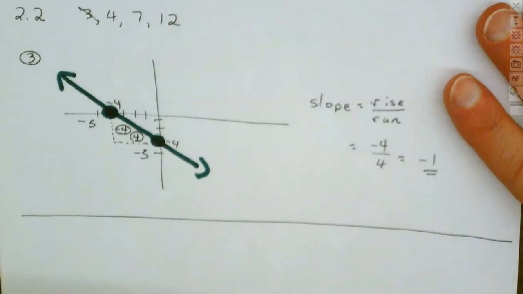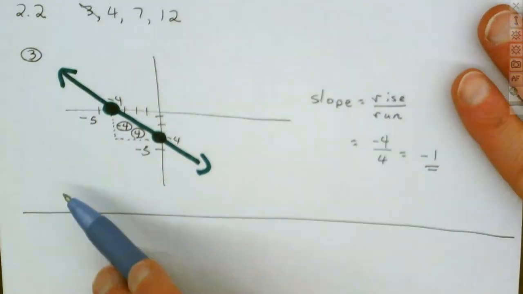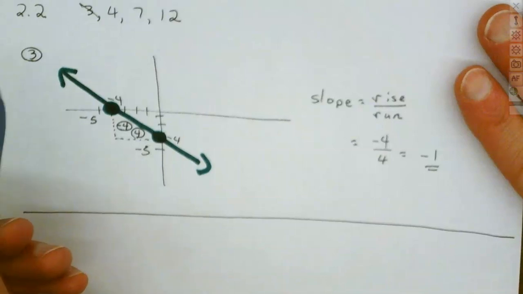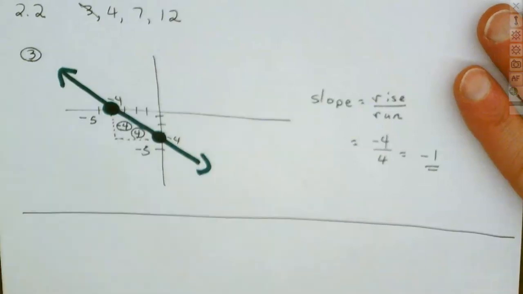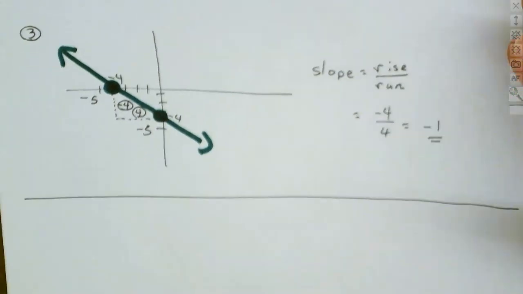Is everyone all right with that? So negative slope goes down from left to right. Positive slope would go up. So positive slope would look like that. What about a zero slope? Zero slope is going to be horizontal, and an undefined slope would be vertical. So just kind of keep that in mind.